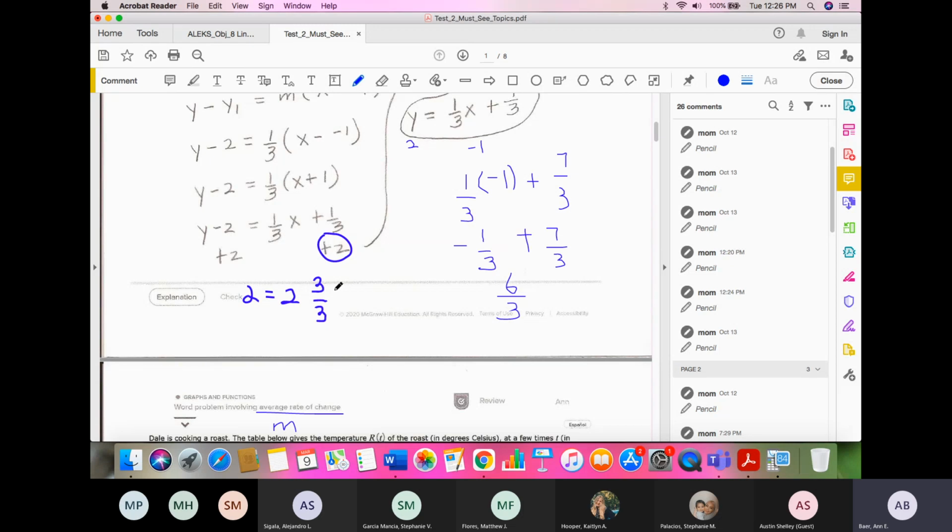This is really 2 times 3, which is 6, which is 6 over 3. So what we're really talking about here is that this 2 right here is 6 over 3. You can write the number 2 as 6 over 3. So we're writing this number as 6 over 3.